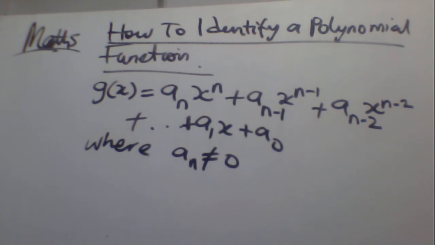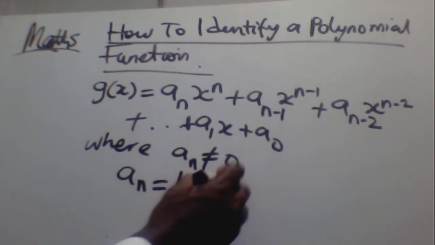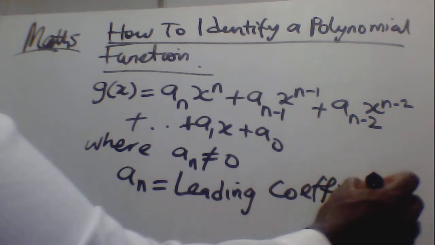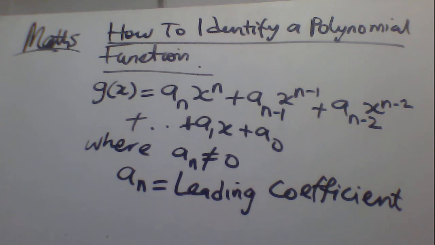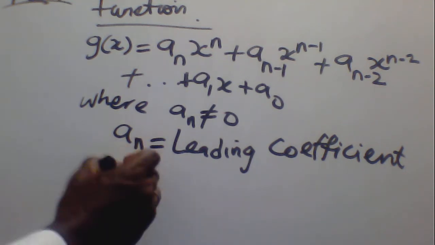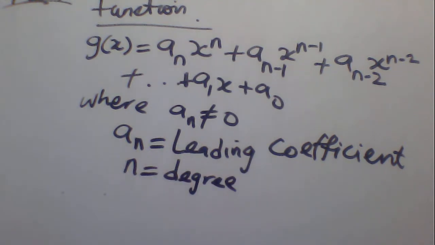Do you understand? In this case, a_n is what? It's called the leading coefficient, because each variable has the highest what? Highest power. Each variable has the highest power in the expression. So it is the leading coefficient, whether it's 1, 2, 3, it is the leading coefficient. n is equal to the degree of the polynomial.